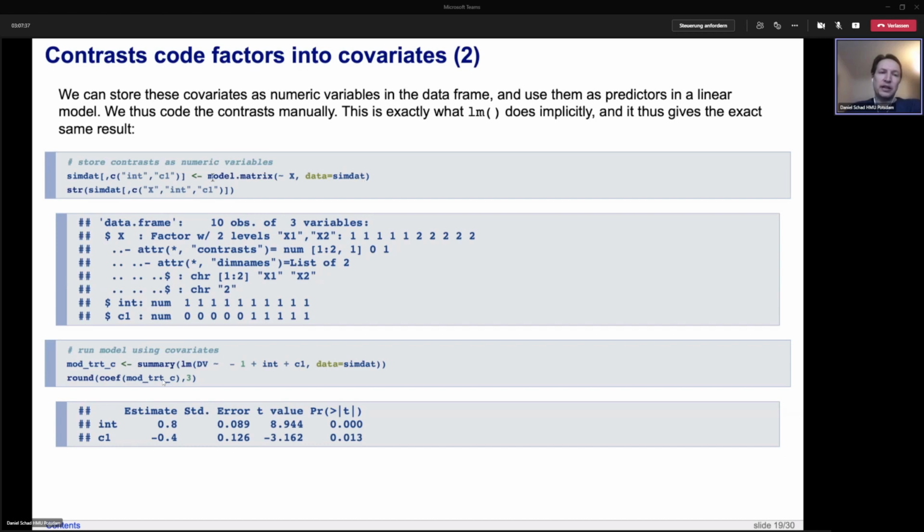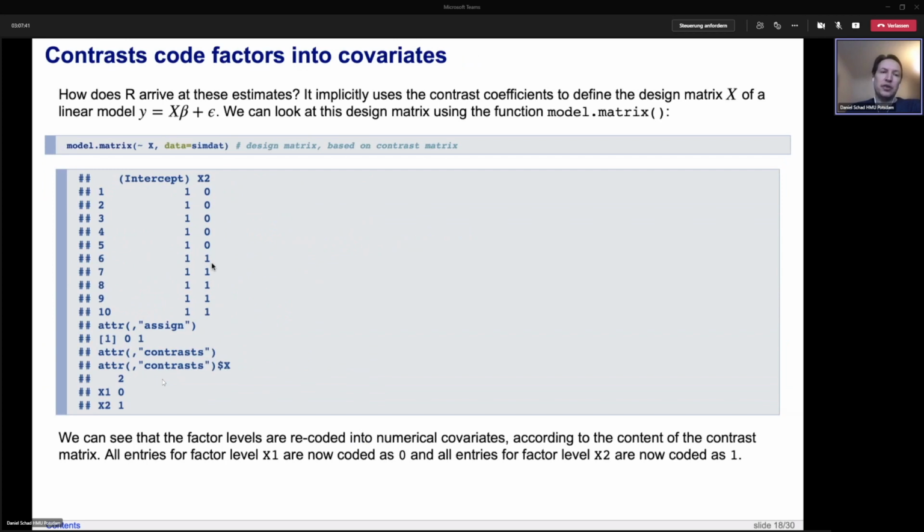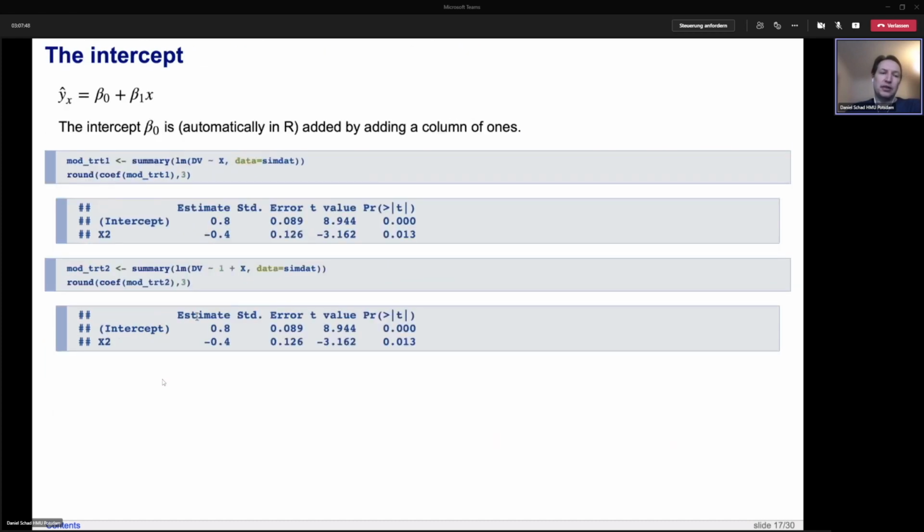So this is what R automatically does if you have a factor and you have a contrast specified. It recodes that into the design matrix, and then you can use these predictor variables, these numbers, to predict the dependent variable.